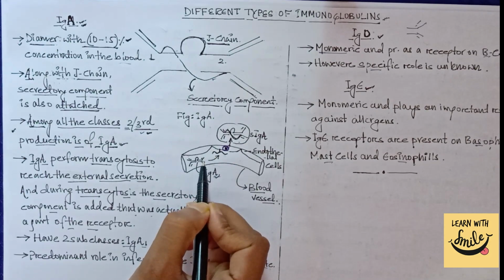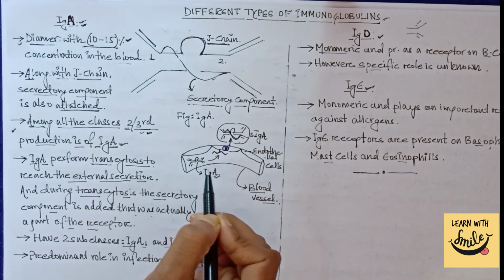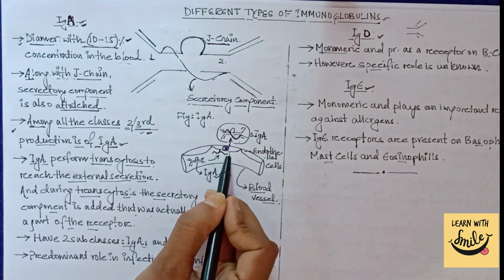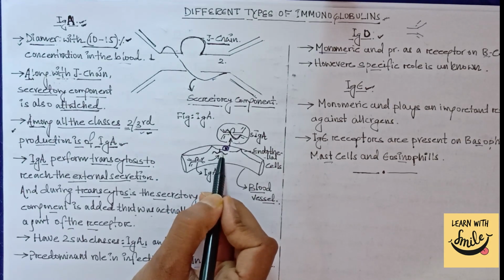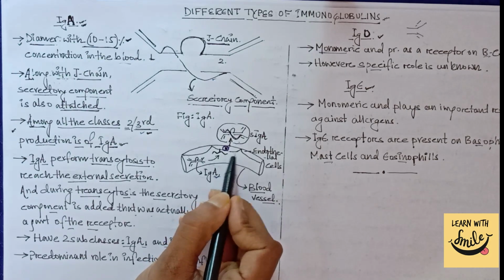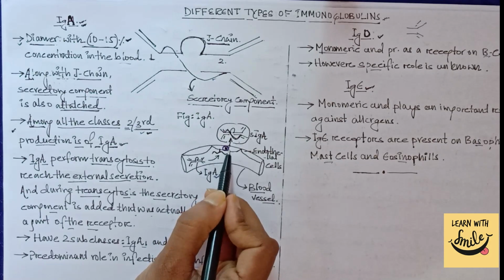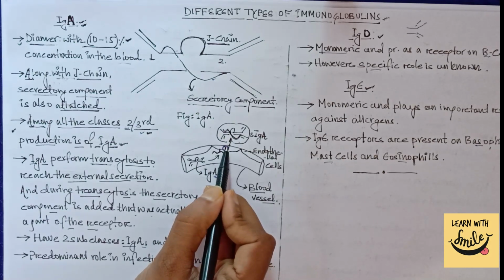Okay, once the interaction is established between the immunoglobulin A and the cell surface receptor of the endothelial cell, then phagocytosis is performed. That is, this endothelial cell will engulf the entire immunoglobulin along with the receptor within itself, in a phagocytic vesicle, as you can see here.